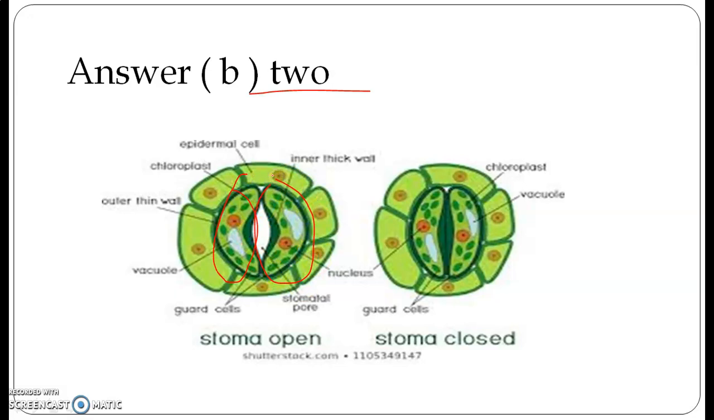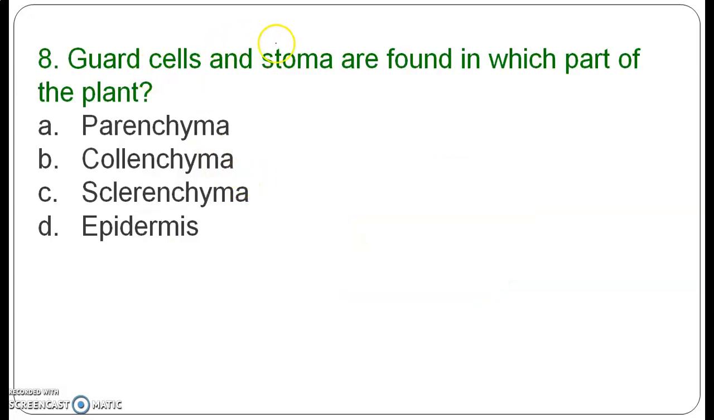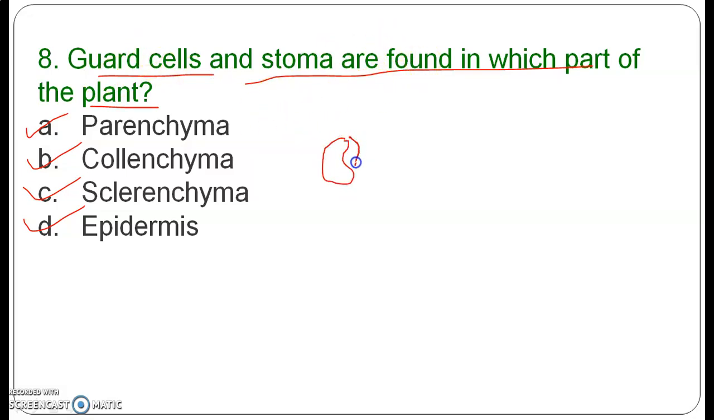Next question we have: guard cells and stoma are found in which part of the plant? Your options are A. parenchyma, B. collenchyma, C. sclerenchyma, and D. epidermis. Guard cells are simple, kidney shaped cells that basically regulate the opening and closing of the stomata. So these are located in which part of the plant? Take your time, mark the right answer over here.